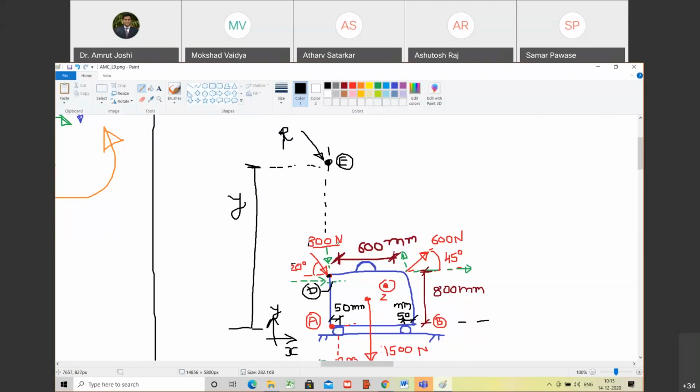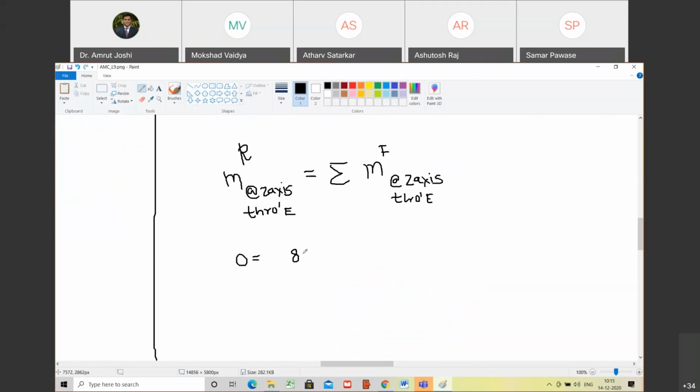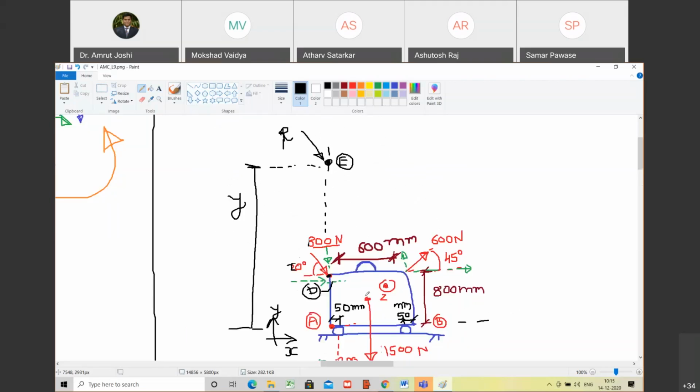800 sine 20. Will it cause any moment at E? No, sir. Because its line of action is passing through E. So therefore I am going to write it as 800 sine 20 into 0. Happy? Yes, sir. Sir, is answer 993.86? I don't know the answer. We have to calculate it.